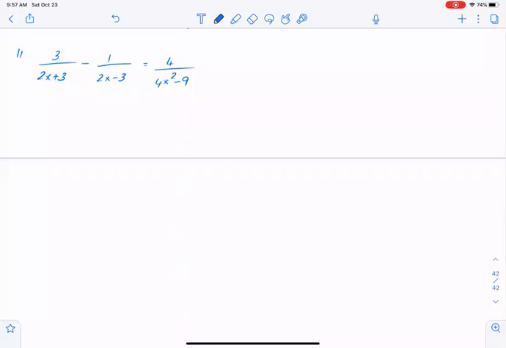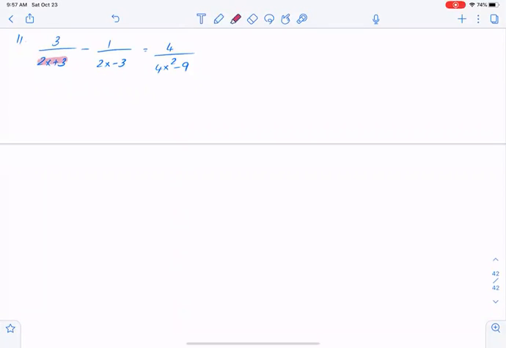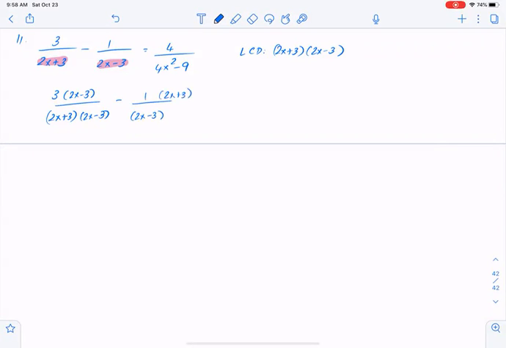So we have nothing in common between 2x plus 3 and 2x minus 3. So the common denominator is 2x plus 3 times 2x minus 3. So I multiply and divide the first rational expression by 2x minus 3. I multiply and divide the second rational expression by 2x plus 3.